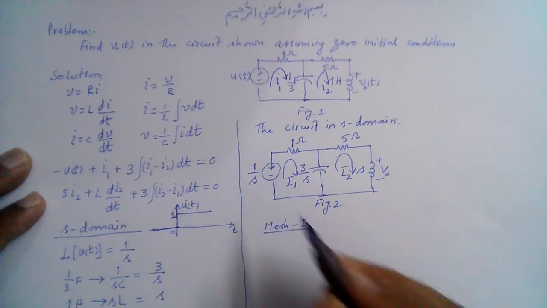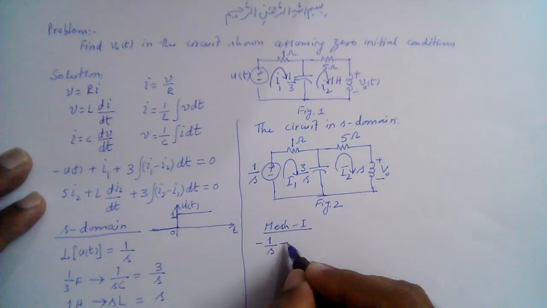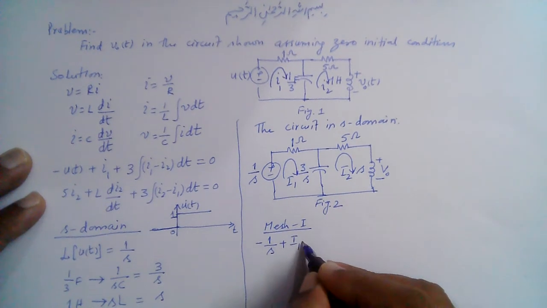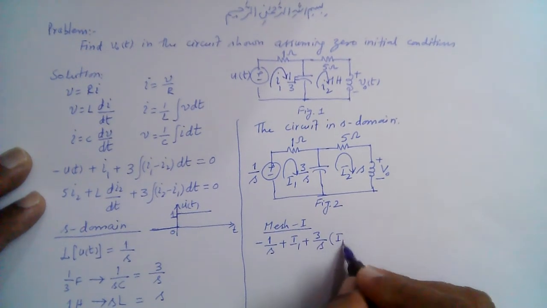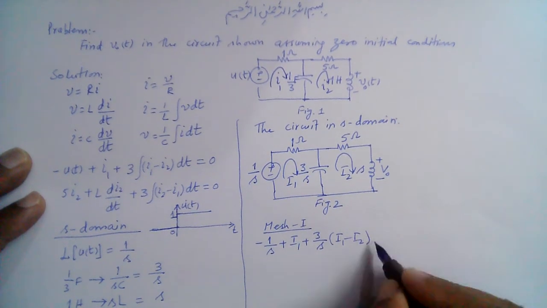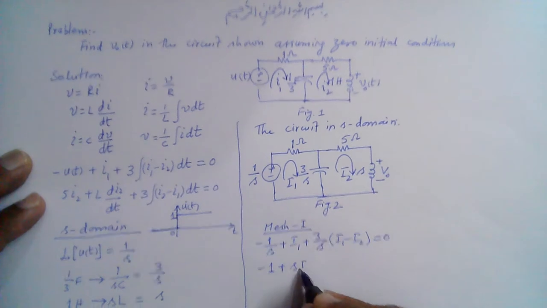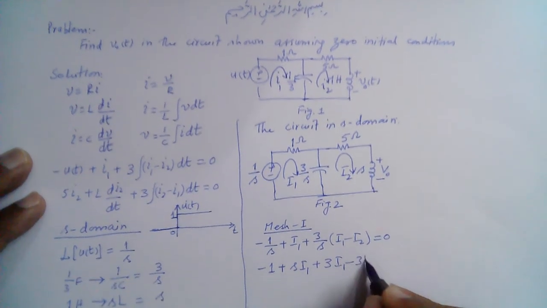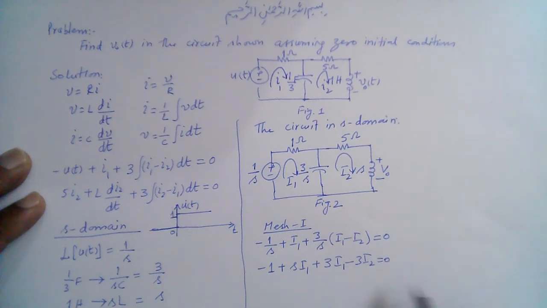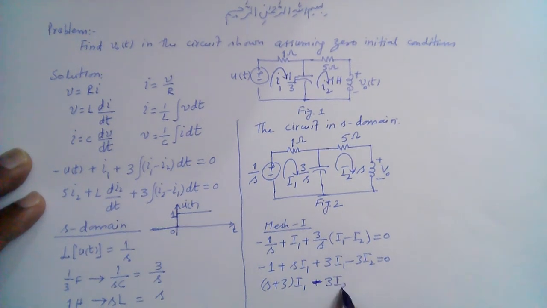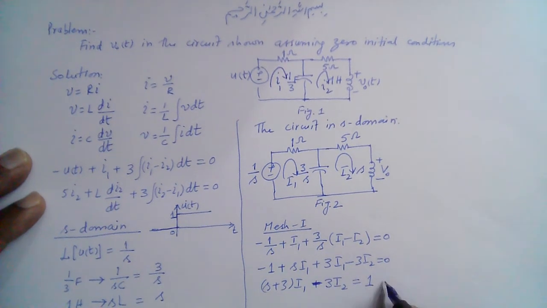so this is minus 1 over s plus I1 multiplied by 1, so this is I1 plus 3 over s into I1 minus I2, and that is equal to 0. So multiplying throughout with s, so this is minus 1 plus s I1 plus 3 I1 minus 3 I2 is equal to 0. So that is s plus 3 into I1, minus 3 I2 is equal to 1. So that is our equation number 1.